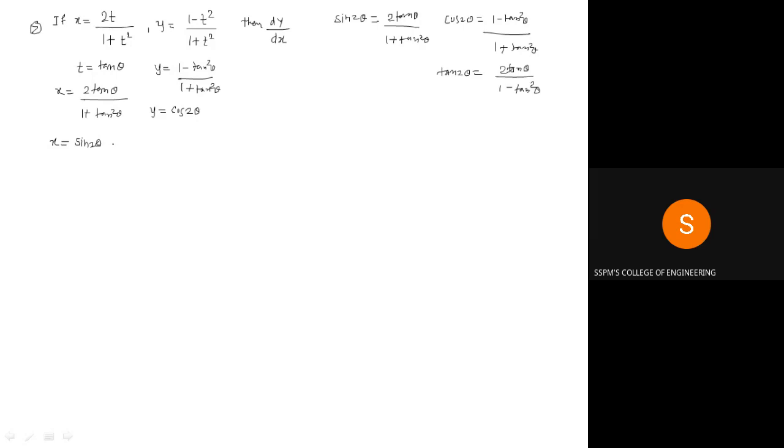If it is the formula of cos, then you come to dy by dx. So in dy by dx, what do you want? Here, y and x are functions of theta. So differentiate y with respect to theta and x also with respect to theta. This is dy by d theta upon dx by d theta.